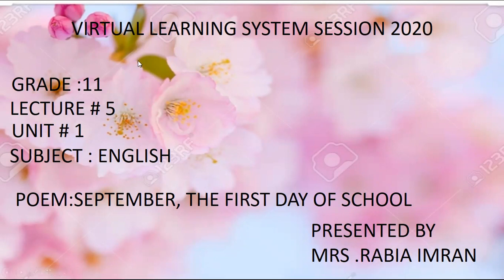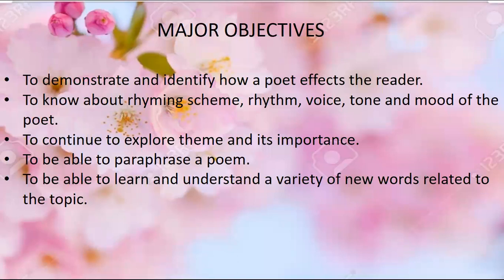Okay, it's our virtual learning system session 2020. It's lecture number 5. If you remember, I told you last time that I'm going to teach you a poem in the next lecture. So we'll start our poetry section. So this is the topic of our poem: It's September, the first day of school. It's me, Mrs. Imran, who will teach you today. It's about the major objectives. What major objectives come to your mind when you talk about poetry?